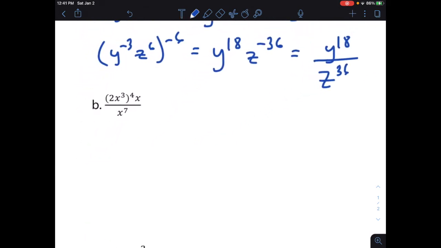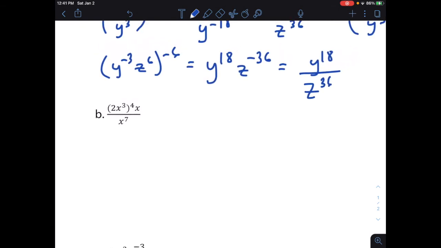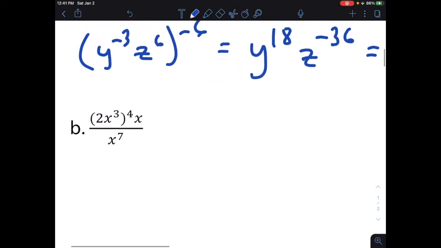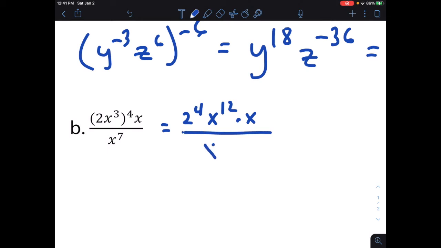All right, this next one throws a whole bunch of stuff at us. There's a whole bunch of different ways we could do this, but what I would do is eliminate the parentheses up on top. In order to eliminate the parentheses, I have to apply the power rule. So I'm going to apply the power rule here, and I'm going to end up with 2 to the 4th power, and then x to the 12th, because 4 times 3 is 12. And then I have this extra x, so I'm just going to say times x, all over x to the 7th.